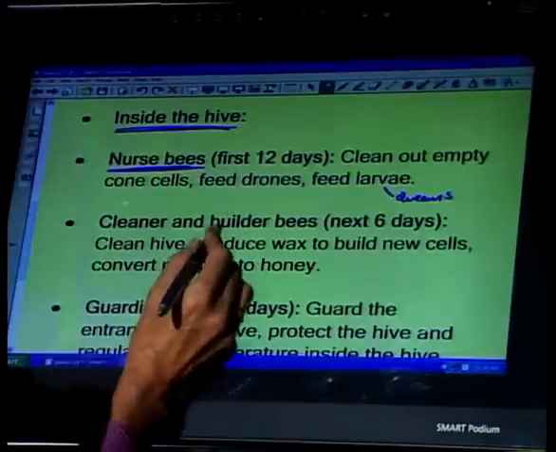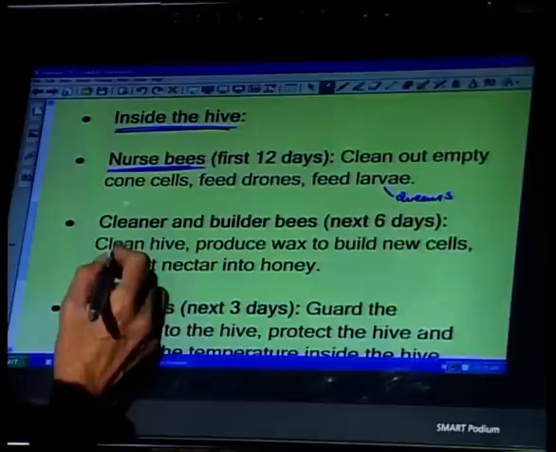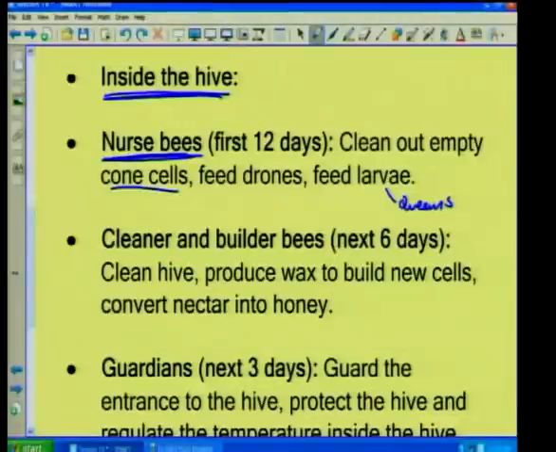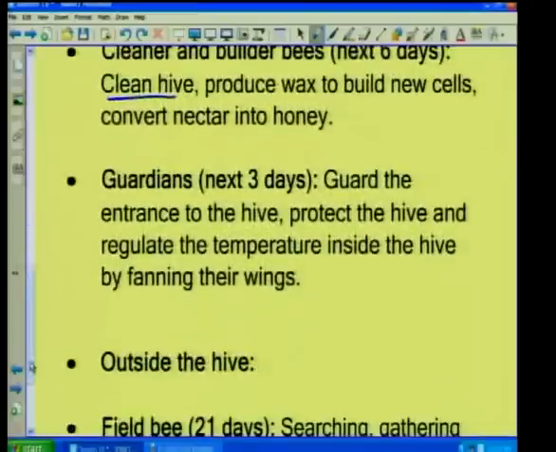Then you've got the cleaner and builder bees. The next 6 days, they clean the hive. Remember, the nurses empty out the cells, and these guys clean the hive. They produce wax to build the new cells, and they convert nectar into honey. So what are they doing? Here they're providing food. Those are the cleaner and builders.